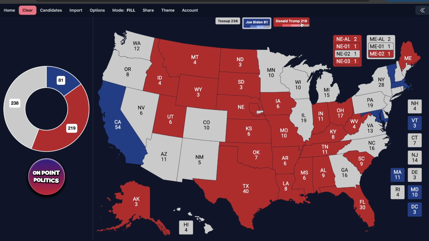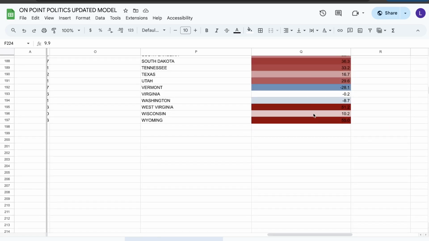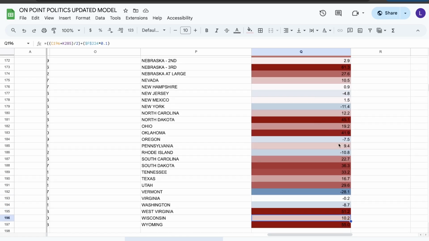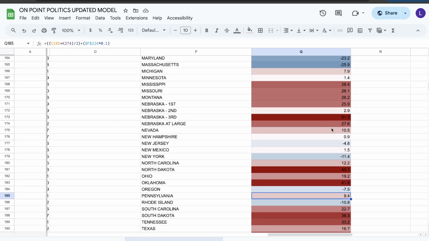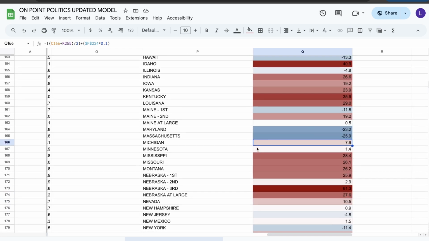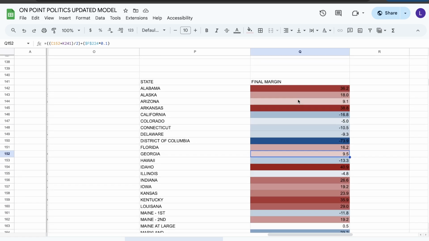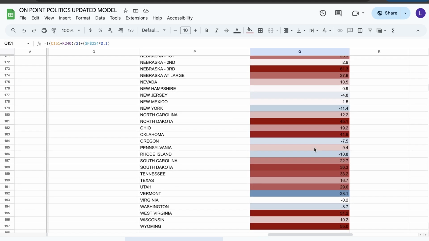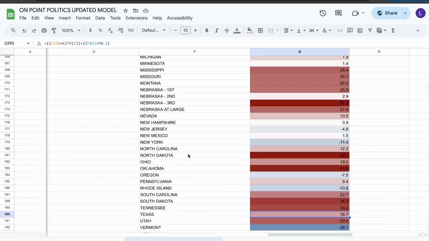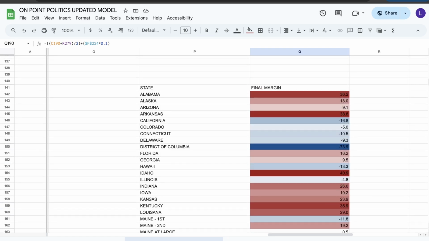Now we're going to be coming into some of the more quote unquote competitive states, which they're not going to really be close this time. If we look, we see that Wisconsin's a 10.2 percentage point win, Pennsylvania 9.4, Nevada 10.5, Michigan 7.9, Georgia 9.5, Arizona 9.1, Florida's a 16-point win. We look at Texas, a 16.7-point victory as of right now.